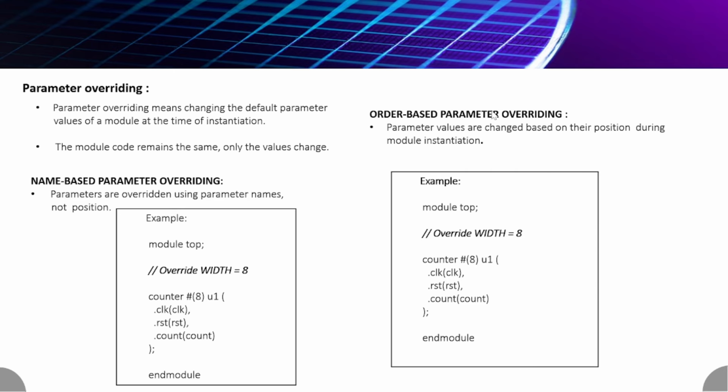The second method is order-based parameter overriding. In this approach, parameter values are overridden based on their position in the parameter list. This method works, but it is not preferred because if the parameter order changes, it can lead to wrong parameter assignments. That's why in real projects and interviews, name-based parameter overriding is always preferred. So parameter overriding allows us to use the same module with different sizes and configurations, making our Verilog design clean, scalable, and professional.